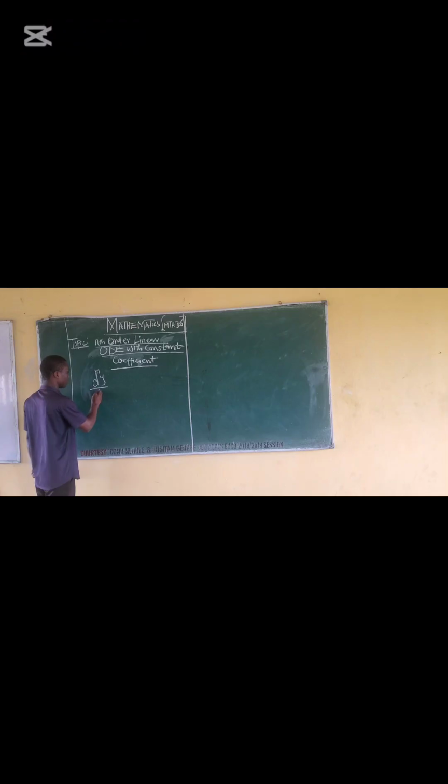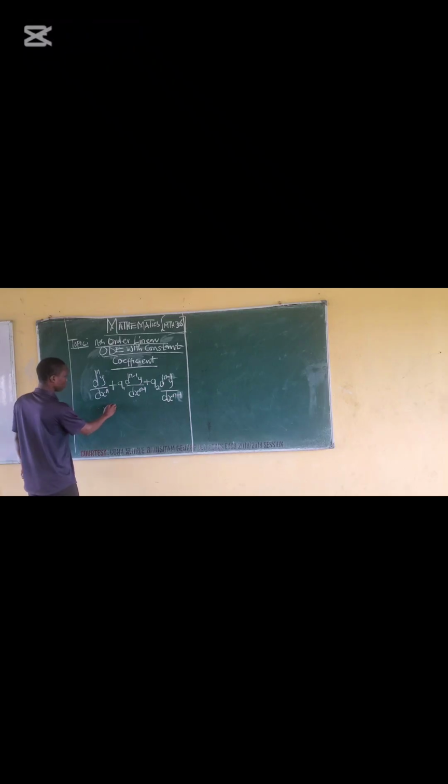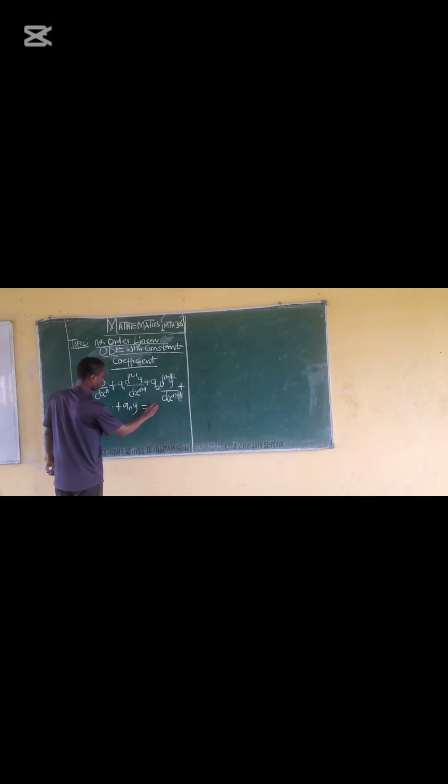d^n y over dx^n plus a1 d^(n-1) y over dx^(n-1) plus a2 d^(n-2) y over dx^(n-2), then it continues in that form to plus an y equal to f of x.